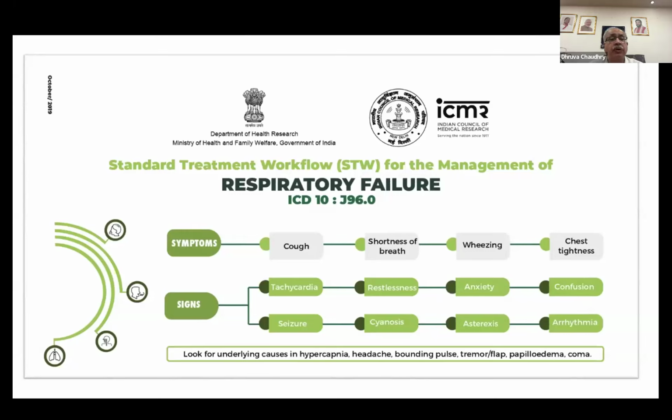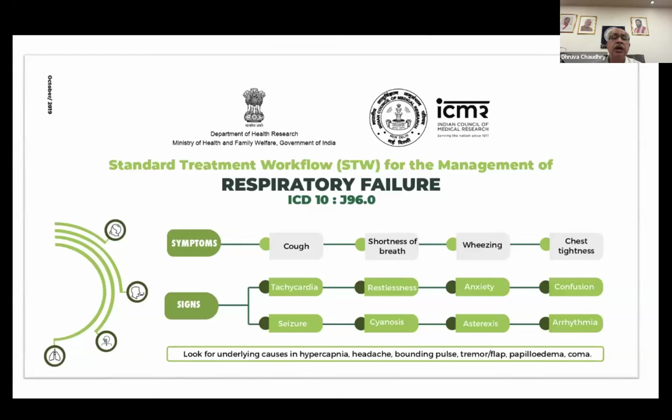Now, we have all listened to Professor Khilnani, Professor Ashutosh, and Professor Jindal. By and large, most of these disorders have been covered in one form or the other. But most important is identifying clinically, at the level of primary care or even to an extent at secondary care, the respiratory failure. I think it is very fundamental.